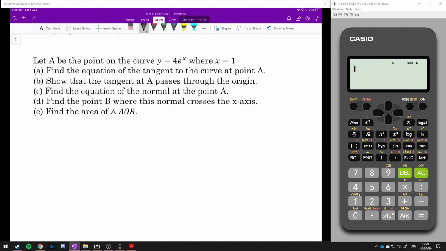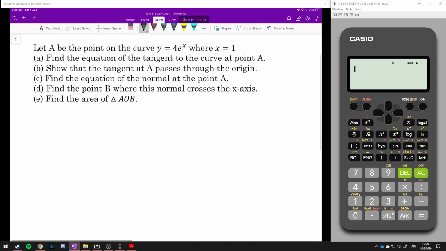So this one says, let A be the point of the curve, y is equal to 4e to the x, where x is equal to 1. So what we're going to do is find the equation of the tangent to the curve at that point. We want to show that the tangent at A actually passes through the origin, which is actually quite easy. We want to find the equation of the normal at the point A. We want to find the point B, a second point where the normal crosses the x-axis. And then last, we want to find the area that those 3 points make.